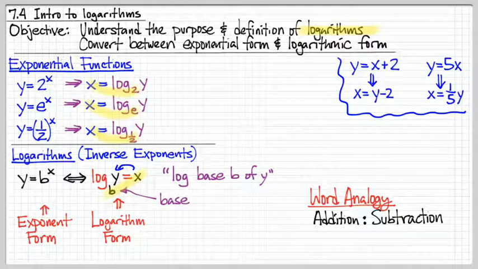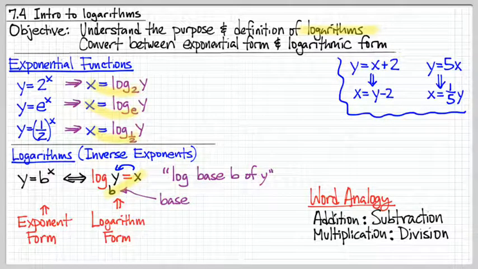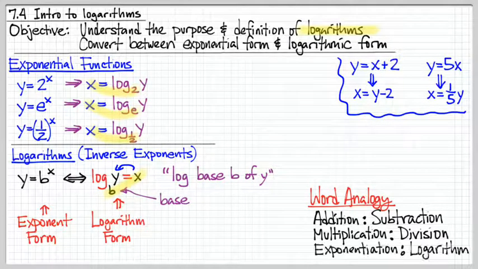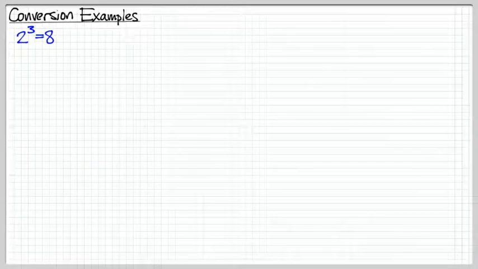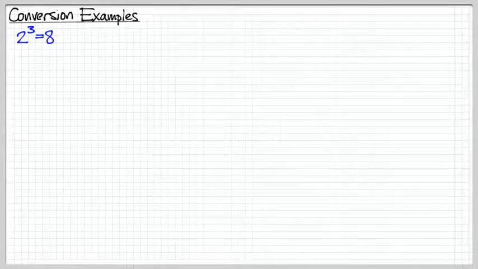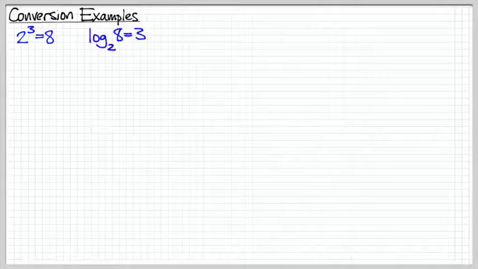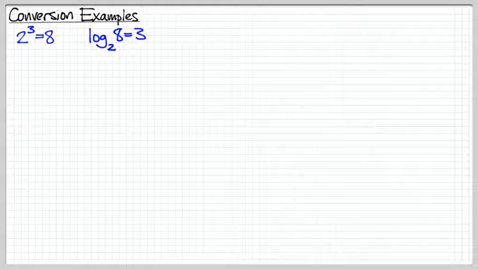So here's some word analogies. We have addition, we have subtraction. We have multiplication, the inverse is division. We have exponentiation, the inverse to that is the logarithm. So here's some conversion examples. 2 to the third is equal to 8. We can rewrite that in log form. Log base 2 of 8 is equal to 3.